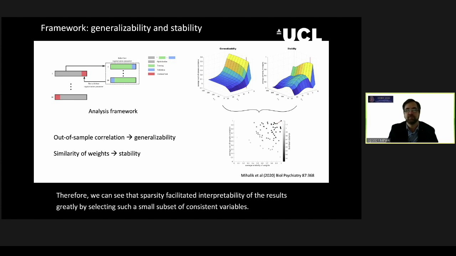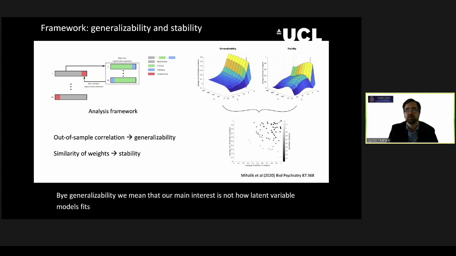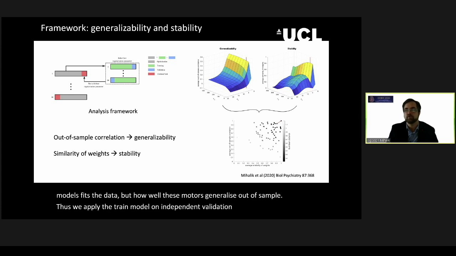Finally, I present the framework we proposed in the same recent paper and discuss 2 key concepts, which are generalizability and stability. By generalizability, we mean that our main interest is not how latent variable models fit the data, but how well these models generalize out of sample. Thus, we apply the trained model on independent validation holdout sets and measure the correlation between the latent variables there.